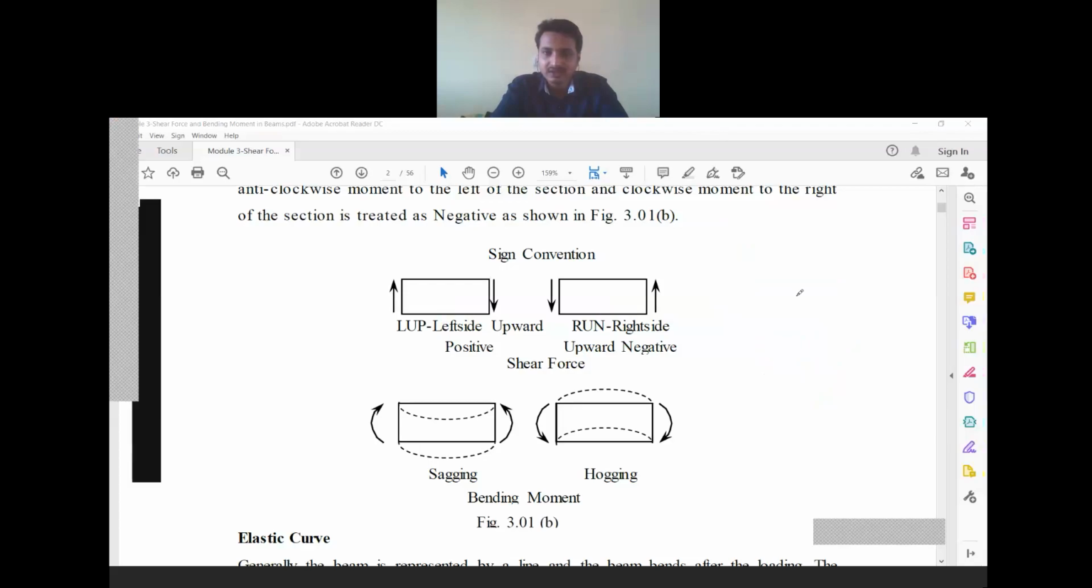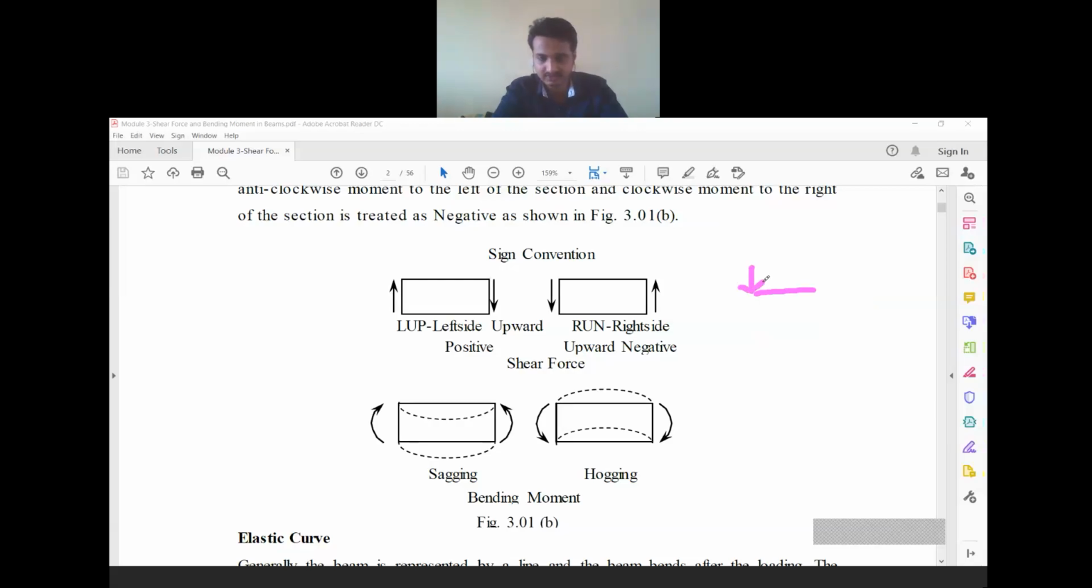Vice versa, if I have a downward facing load to the left, what will this do? It will rotate the beam anti-clockwise. And whenever there is a force to the right which is acting upwards, this will cause an anti-clockwise moment, which is negative.